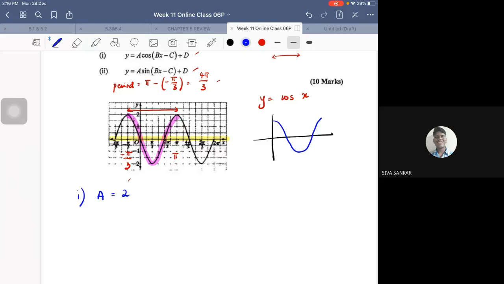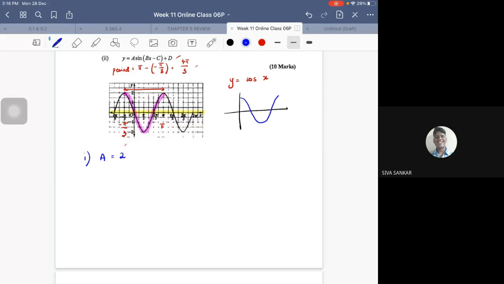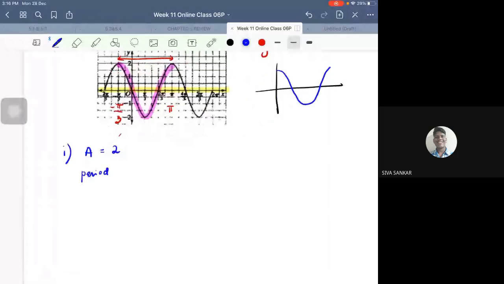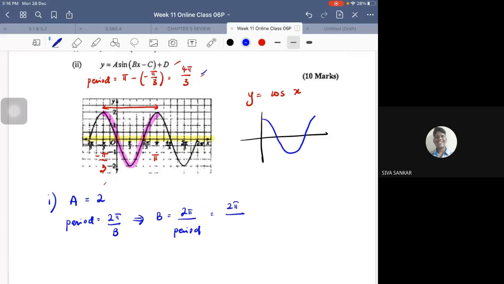So macam mana kita nak cari value of B? Kita kena kaitkan formula yang ada nilai B. Ya, formula mana yang ada nilai B? Okay, formula dia adalah period. Sebab kita tahu period, formula dia adalah bersamaan dengan 2 pi over B. Ataupun kalau kita rearrange, kita akan dapat B adalah sama dengan 2 pi bahagi dengan period. So 2 pi bagi period. Period nilai dia berapa? So kita dah calculate dah kat atas ni. So period nilai dia adalah sama dengan 4 pi per 3. Cuba kira dapat berapa? 2 pi bagi 4 pi per 3 ni.